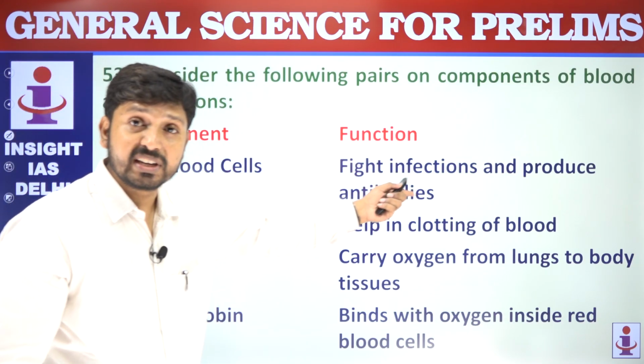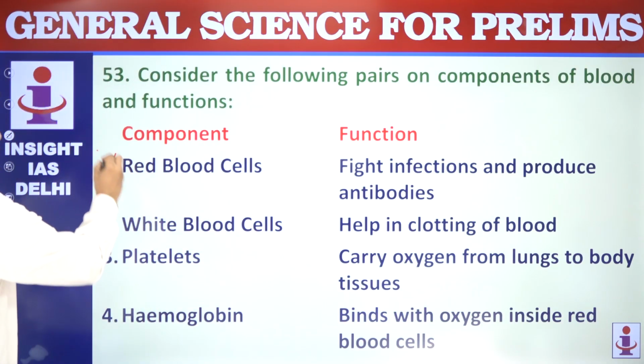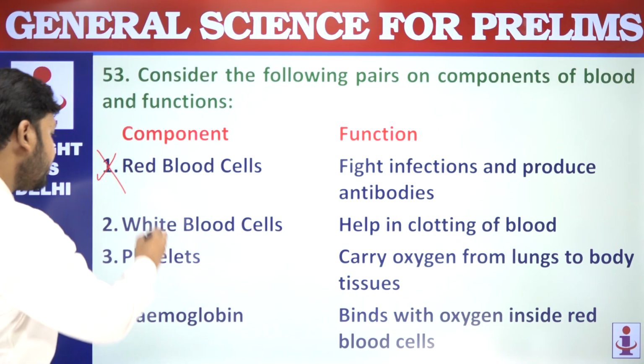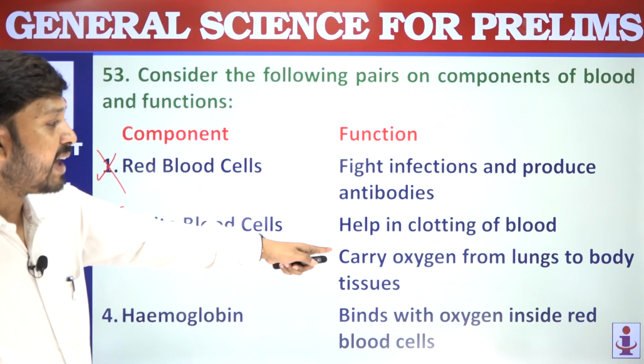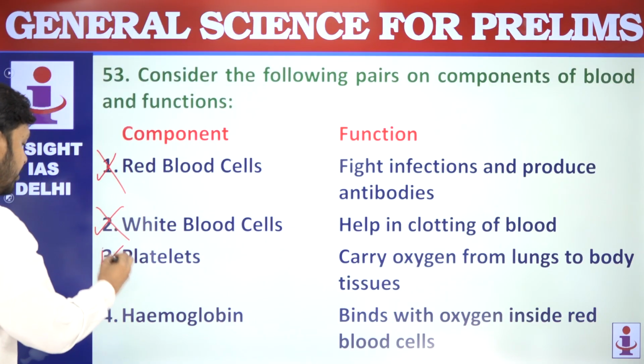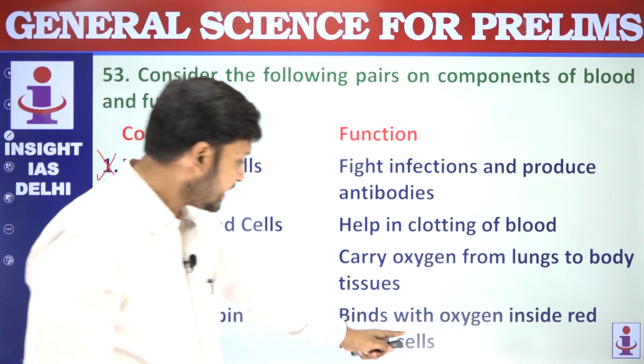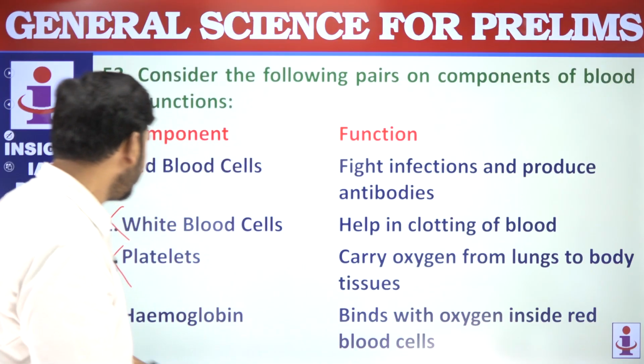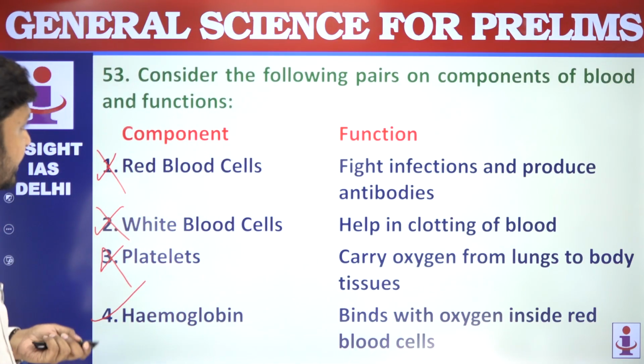RBC fights infections. No, they have given it wrong. White blood cells help in clotting. They have given it wrong again. Platelets carry oxygen from the lungs to the body. They have given it wrong. Hemoglobin binds with oxygen inside RBC. So this is the only right statement they have given in this case.